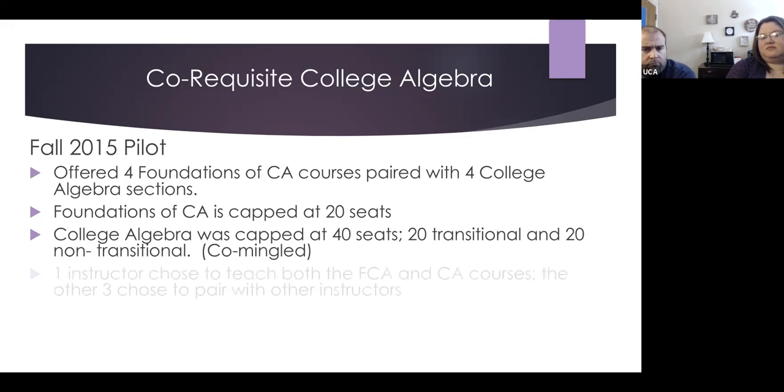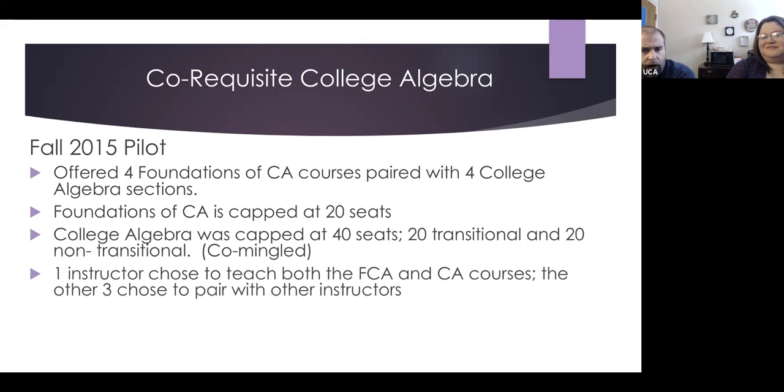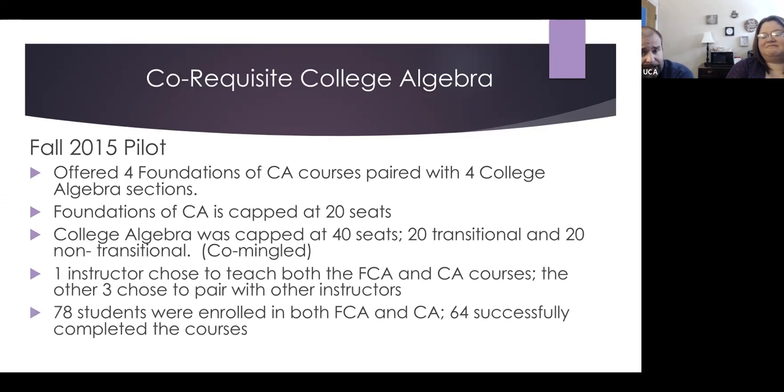So we had several that had different instructors teaching them, and then one section where the same faculty taught both the foundations and the college algebra. So we did do some co-teaching in those, and then some that were the same. We had 78 students between all of those foundations. So if they were capped at 20, really we should have had 80, but a few of them did not get filled all the way.